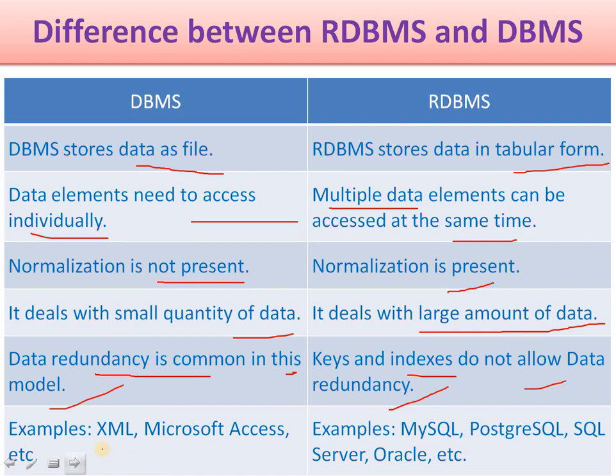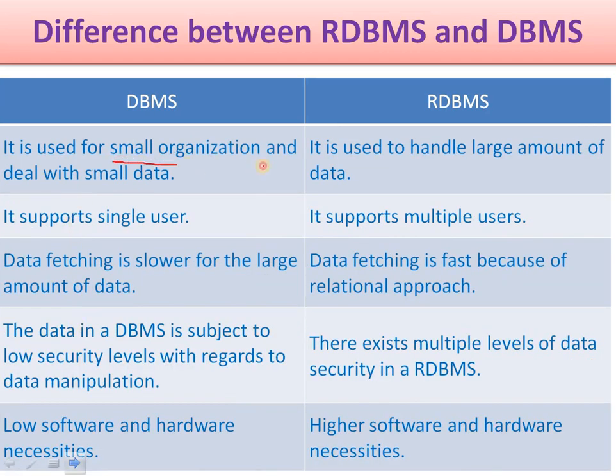Okay, so examples like XML and Microsoft Access are DBMS, and examples of relational databases are MySQL, PostgreSQL, SQL Server, and Oracle. So let's see more differences between DBMS and RDBMS. DBMS is used for small organizations, and RDBMS is used to handle large amounts of data, that means large organizations. DBMS supports a single user and RDBMS supports multiple users.